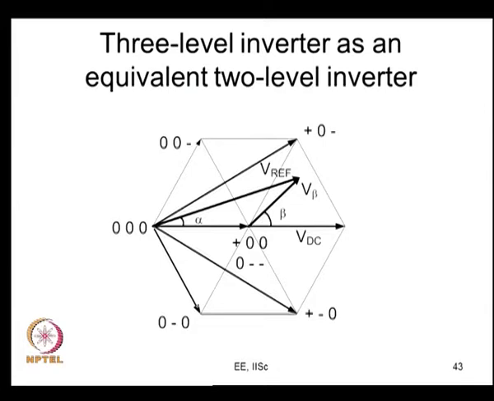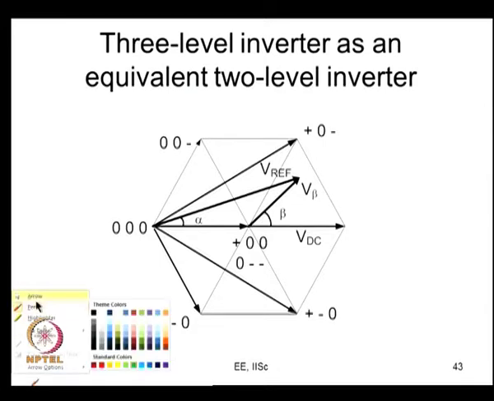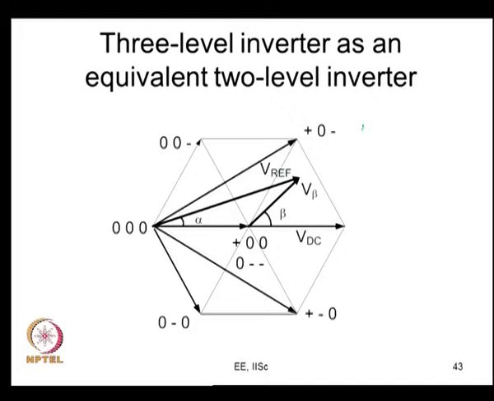Now, what is it that is really happening? If you look at R phase, the R phase is either plus or 0. You look at Y phase, it is 0 or minus. You look at B phase, it is again 0 or minus. So, this is what you get in all these 6 cases.